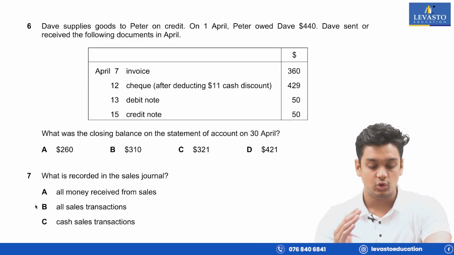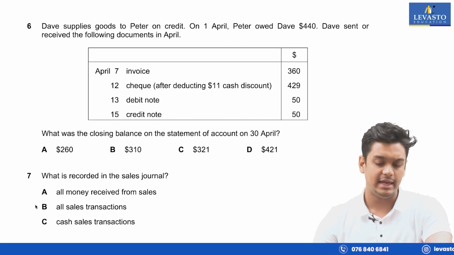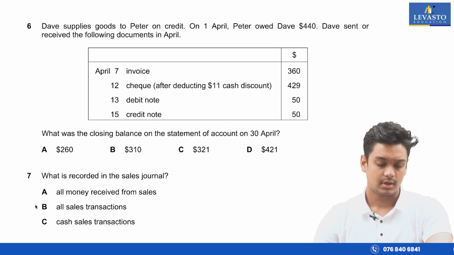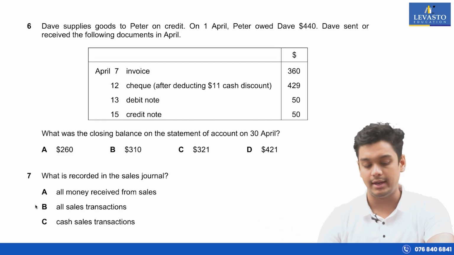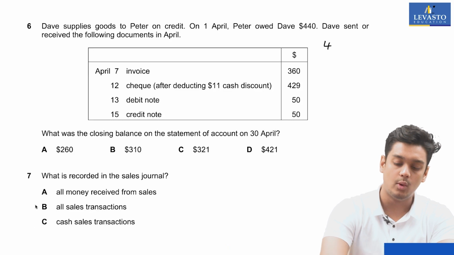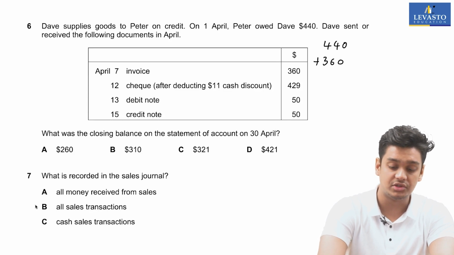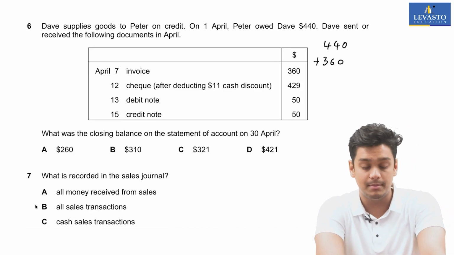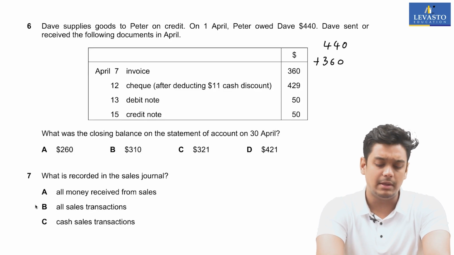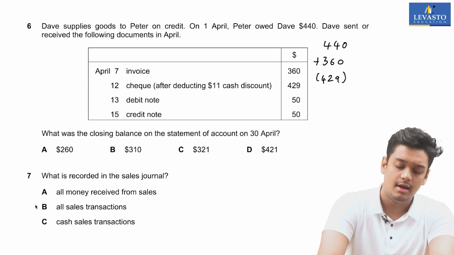6th one. Dave supplies goods to Peter on credit. Peter owed Dave 440. Dave sent or received the following documents. So somehow there is an individual who owes $440. And then there was an invoice of $360. There was an invoice of $360 that will increase the payables. And then there was a payment of $429 after deducting $11 discount.